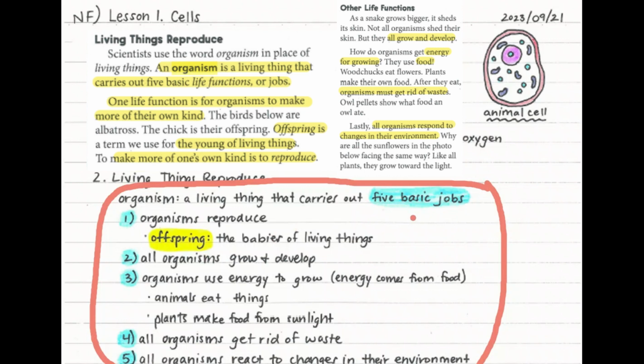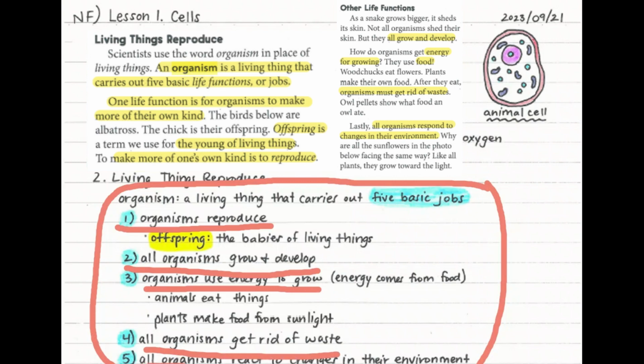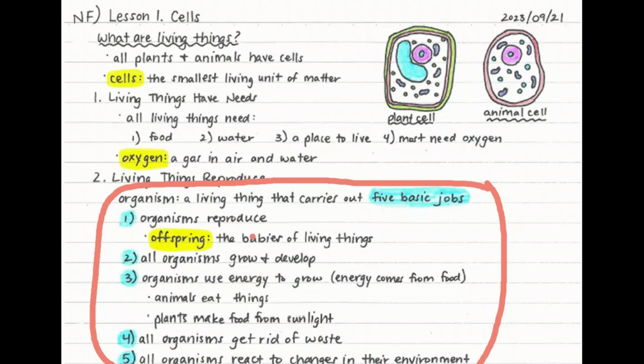So what did I do? I took those, I figured out the things, those 5 jobs that the organisms do, and I wrote them all here. Organisms reproduce, organisms grow and develop, organisms use energy to grow, organisms get rid of waste, and all organisms react to changes in their environment. Now, I also highlighted it here, as you can see where it's a blue highlight and a blue highlight here. So that's showing me that the 5 basic jobs should be listed here below.